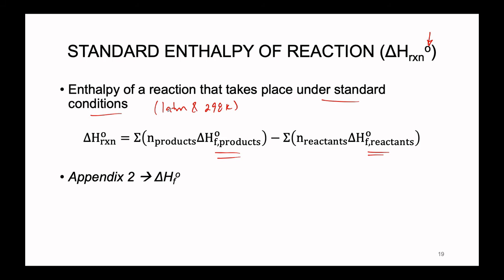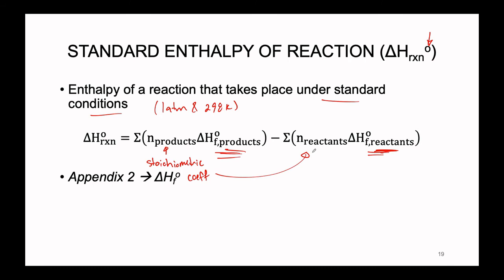To find or calculate the standard enthalpy of a reaction for whatever reaction we're observing, all we need to do is take the sum of all of the enthalpies of formation for our products, multiply each of them by our stoichiometric coefficients, and we are going to subtract out the sum of all of the enthalpies of formation for each of the reactants, also multiplied by their stoichiometric coefficients.